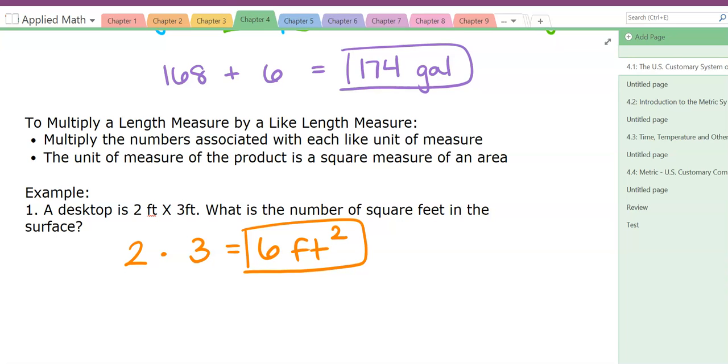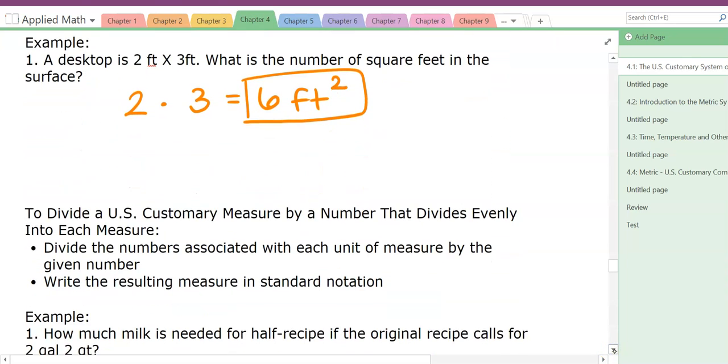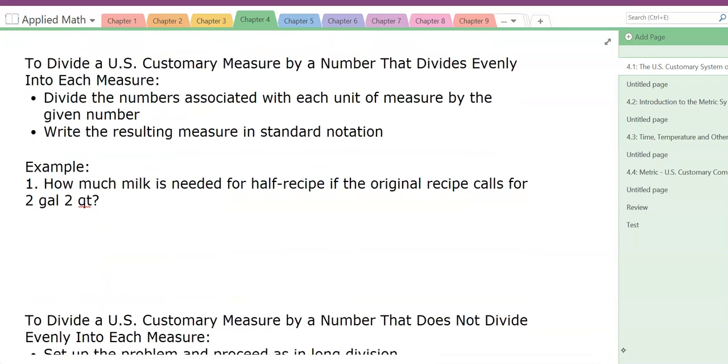So dividing works the same as multiplying does. If there are a lot of different types of measurements, so if it's in yards, feet, and inches, you take each one divided by the number that you're working with. So you divide them all by 3 or you divide them all by 5 or whatever it would be. And then again, if you need to, you can always rewrite it in standard notation like we did with that first one with the gallons of the weed killer.